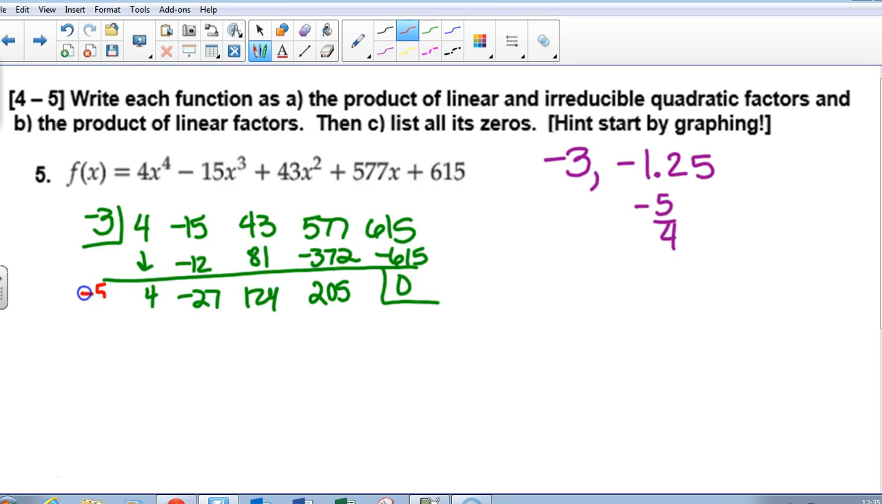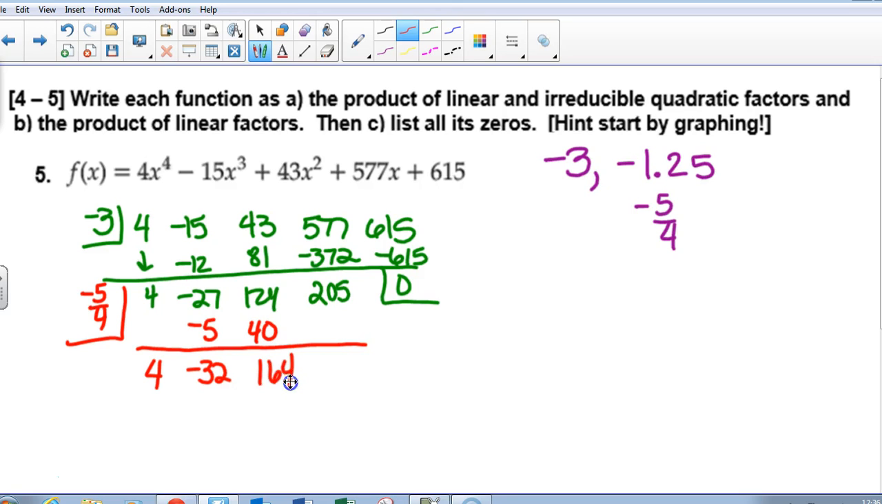I'm going to use the fraction because what is 4 times -5/4 going to be? Just -5. Add is -32. Okay, which if I divide it by 4 is -8 times 5 is 40. I did that right? 164 divided by 4 would be 41 times -5 is -205. I think that's right.